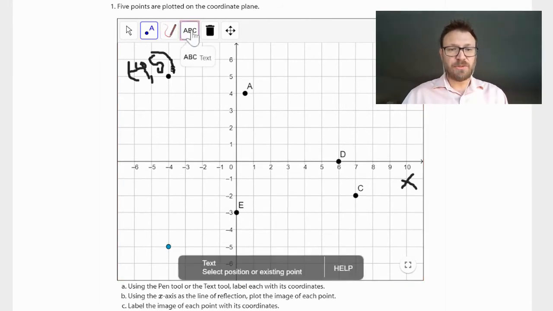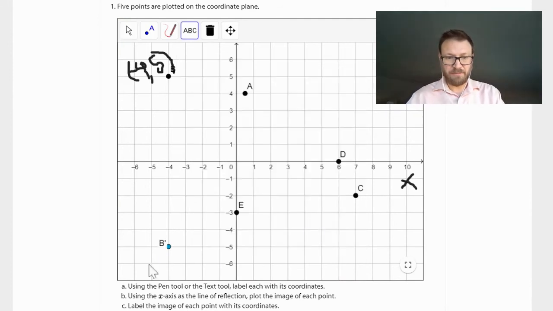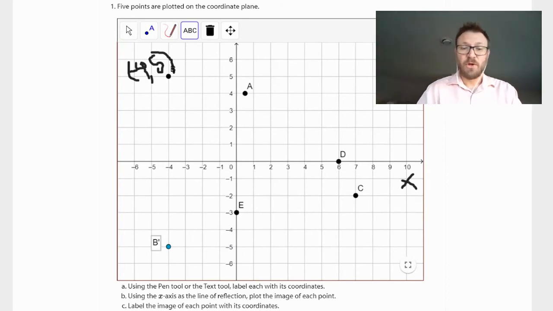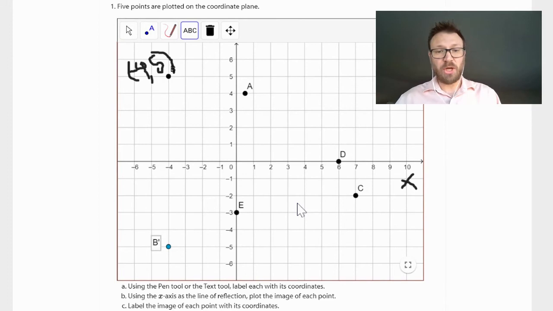And then I can use, oh, can I just text? Oh, B prime. How cool is that? Done. Bingo. That's B prime. That's the reflection.